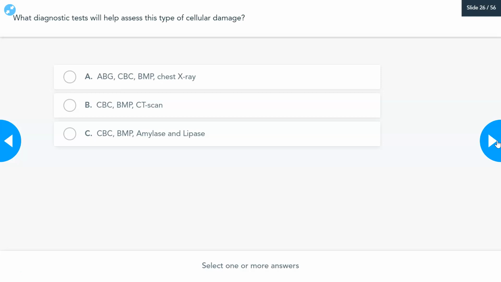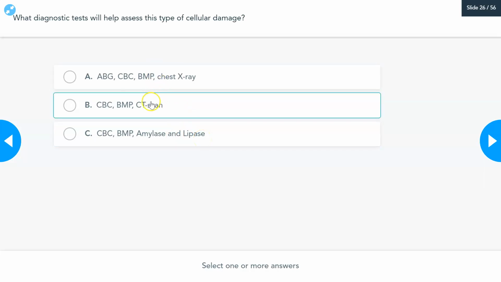Next, what diagnostic tests would help assess that type of cellular damage? Because we're dealing with the lungs, your choices are going to be ABG, CBC, BMP; chest x-ray, CBC, BMP; CT scan, CBC, BMP; amylase and lipase. So you can already rule out this one because amylase and lipase have to do with the pancreas. We're dealing with the lungs.